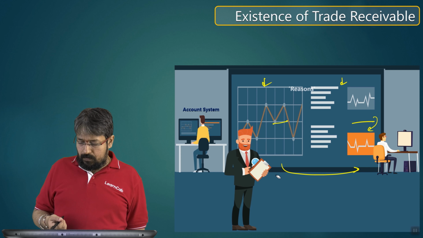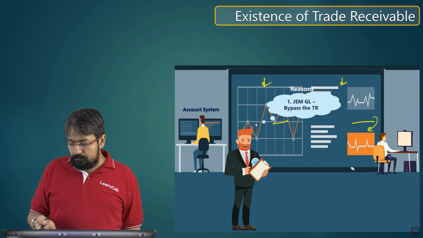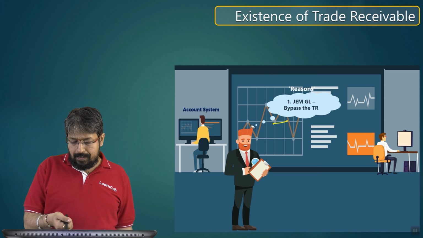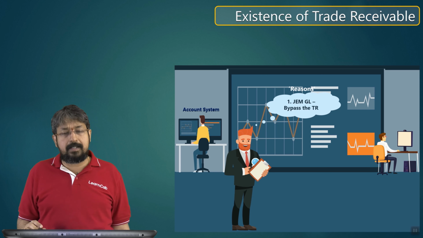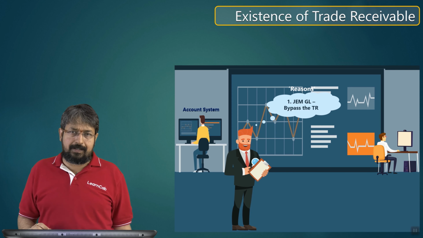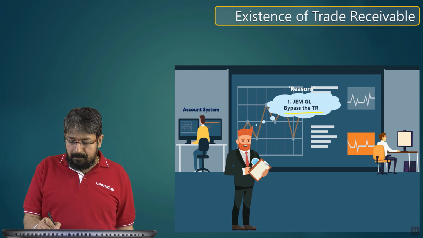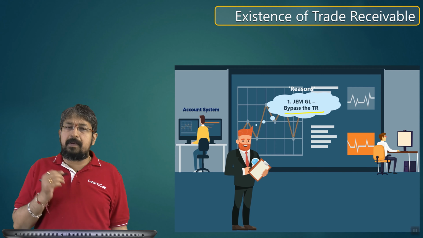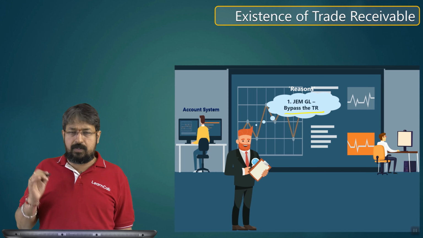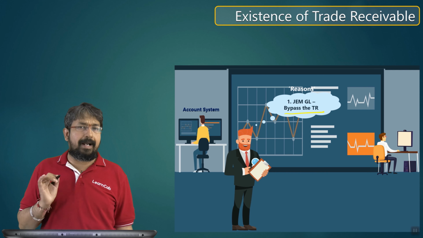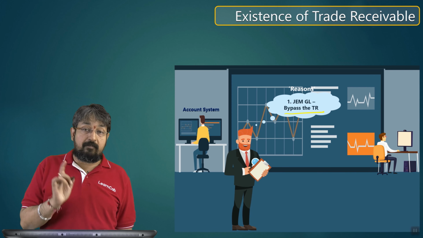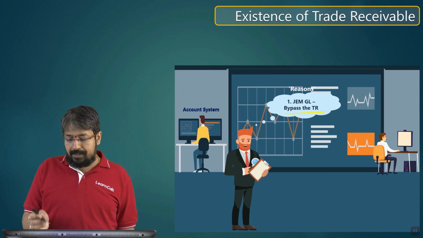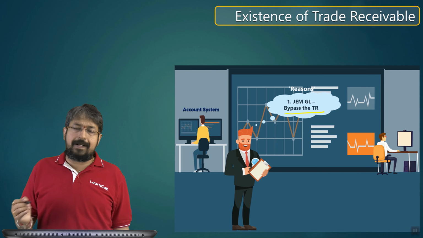Further, my dear soldiers, what is the reason why the matching may not happen? One is that there may be journal entries passed in the general ledger which bypass the trade receivable account. There may be a possibility of a journal entry being passed to the general ledger. Example, say bad debt. They would have passed the entry of bad debts in the general ledger, but the same effect would not have been given in the trade receivable account.